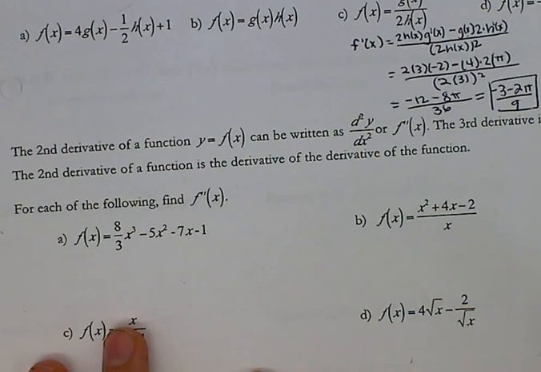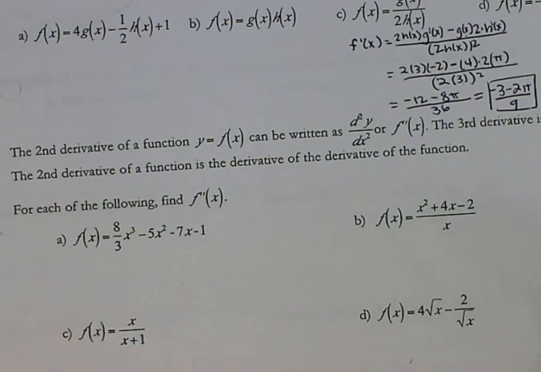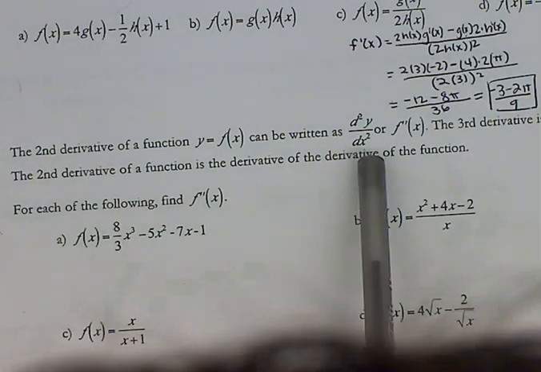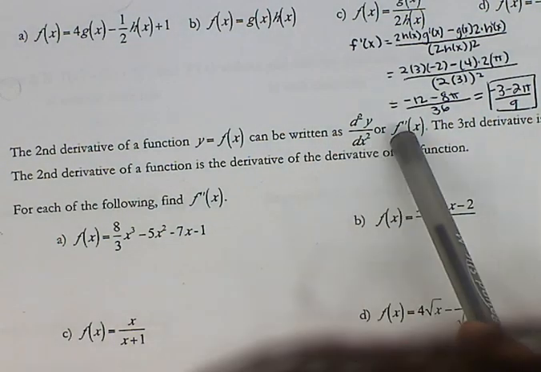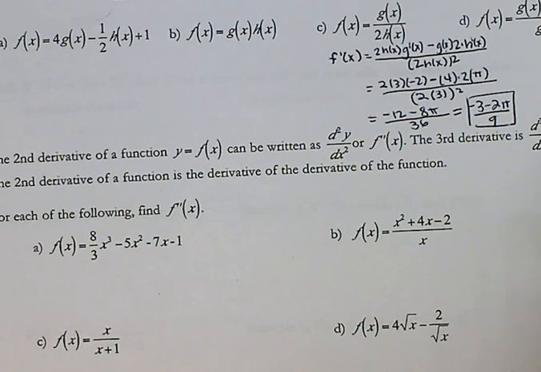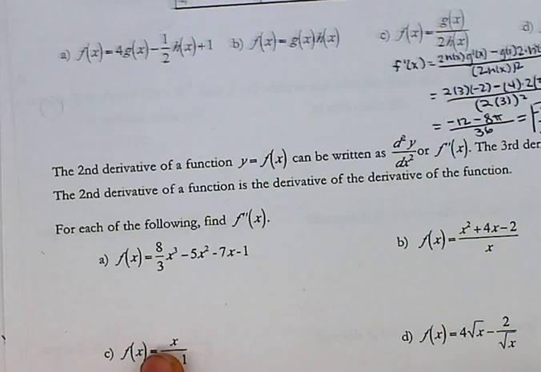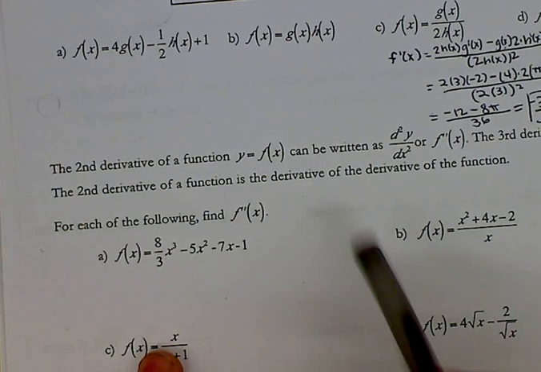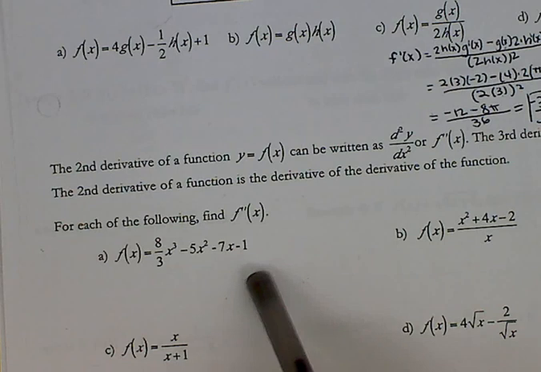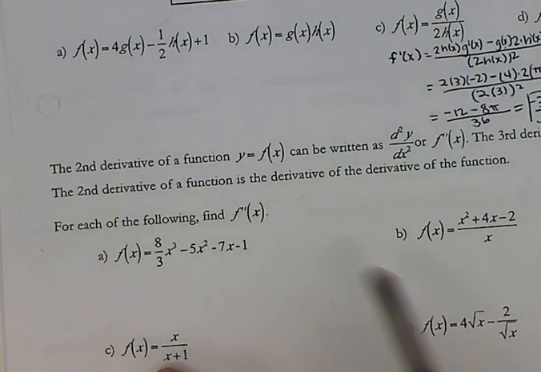The second derivative of a function y equals f of x can be written as d squared y over dx squared, or f double prime of x. The third derivative is d cubed y over dx cubed, or f triple prime of x. Okay? So the second derivative of a function is the derivative of the derivative. So for each of the following, find f double prime. We'll find f double prime of this one.